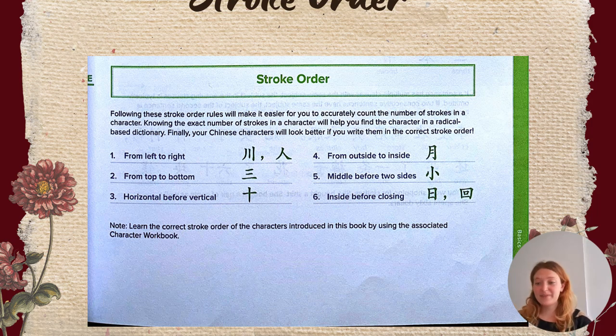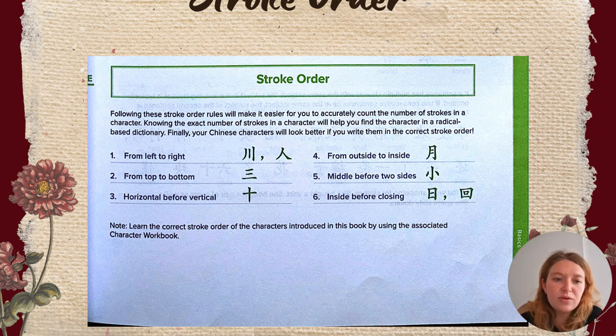Stroke order. Now, this is the last thing we're going to cover. Stroke order is just a list of rules for how you write characters, because you want to be writing them the same way every time. And there are these 6 main rules. Again, once you start practicing them, you'll just notice that you do this automatically.